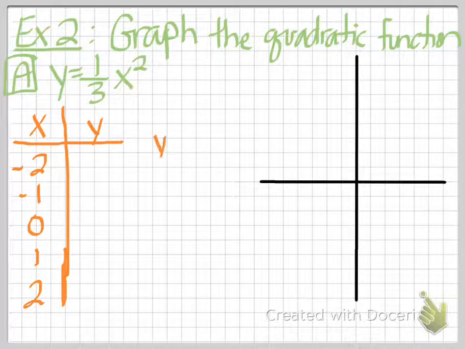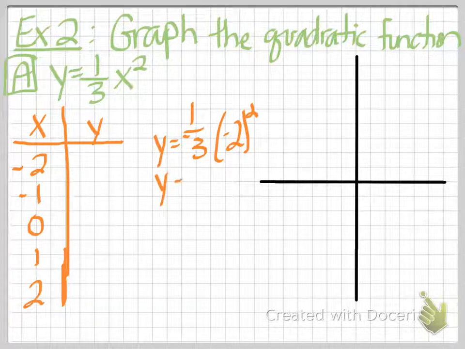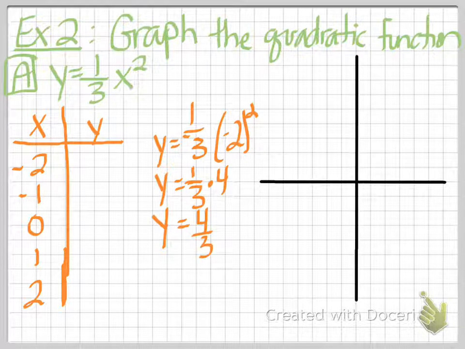So let's start with -2. So we have a 1/3 and a -2 squared. The -2 squared has to happen first, so we've got 1/3 times -2 squared, which is 4. That means my y is 4/3. Graphing improper fractions, while it's possible, I think it's easier to do it as mixed numbers. So 4/3 is 1 and 1/3.